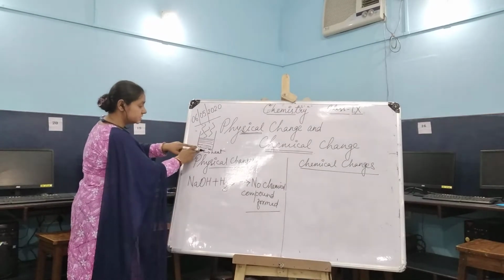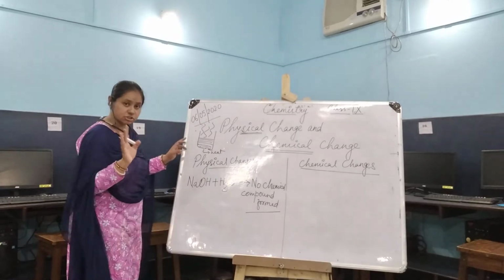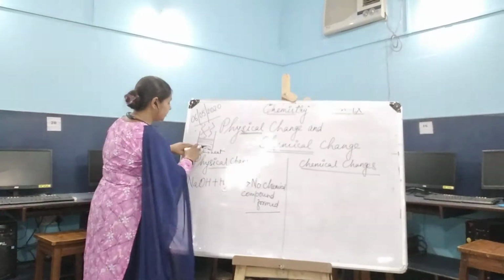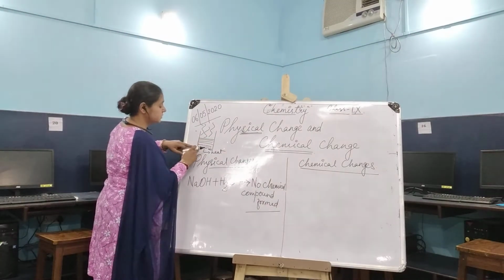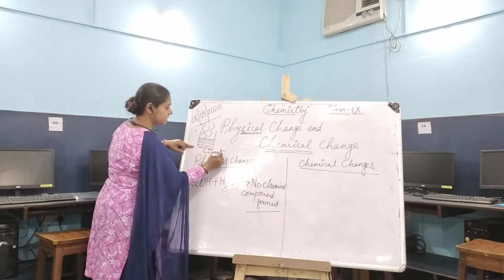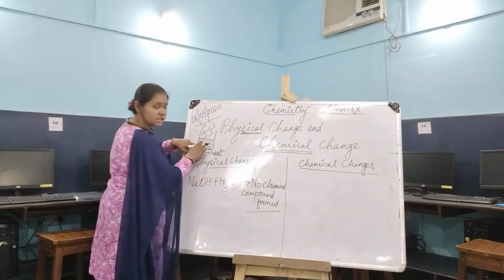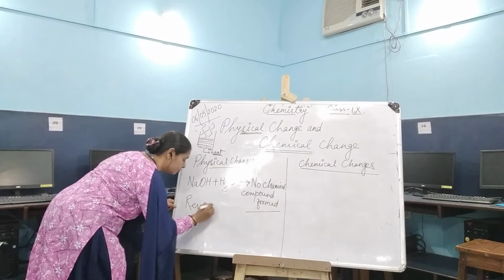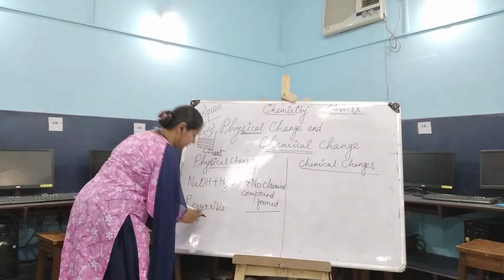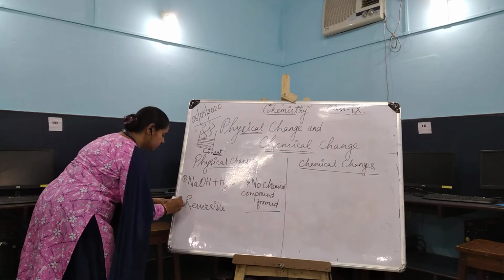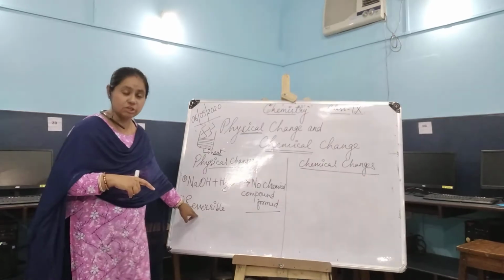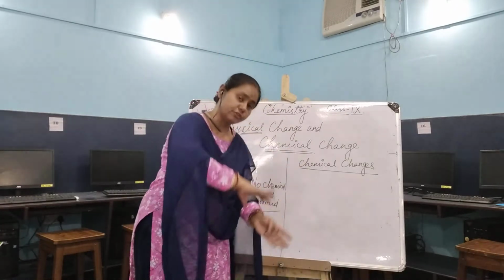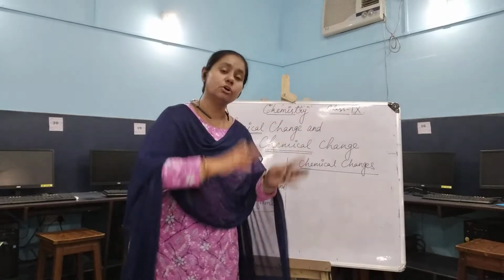Again, you see this reaction, no reaction has taken place. I have just added sugar to the water. Once you start heating it, the water evaporates and again the sugar is left. So physical changes are reversible in nature. That means if a physical change has taken place, it can be reversed back again to get the original product.